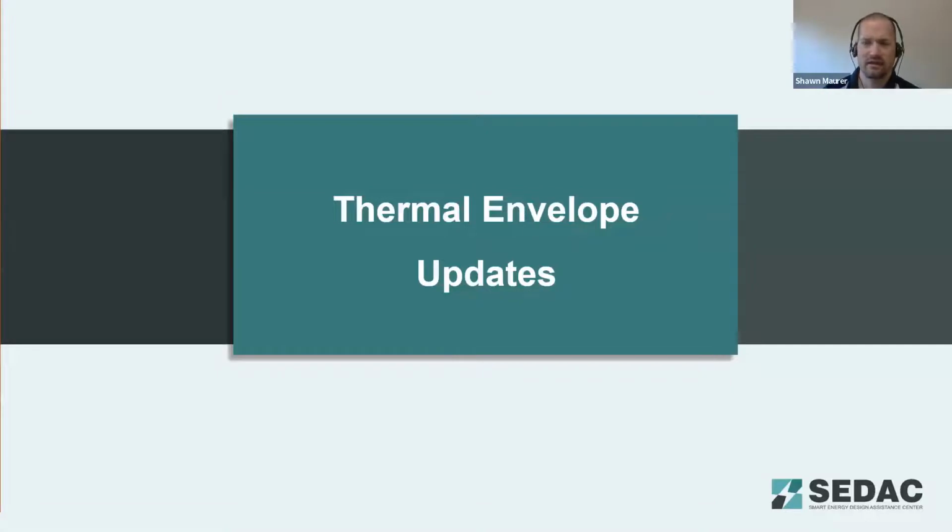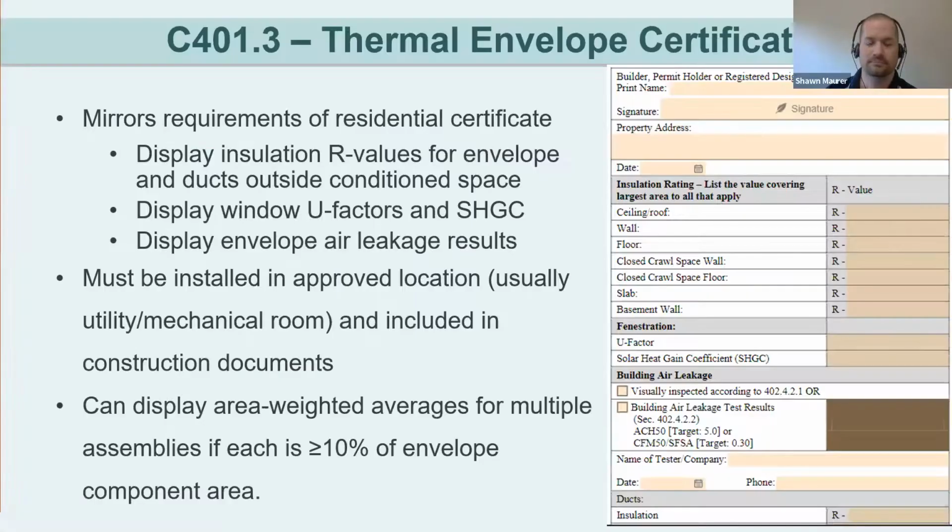So first thing that we're going to touch on for the 2021 IECC updates are just updates to the thermal envelope provisions. The big thing is for commercial buildings, they are now also going to be required to have a thermal envelope certificate similar to what's required for residential buildings. The example shown on screen here is a residential one, but it'll be very similar for commercial buildings. You have to display insulation R values for the envelope and ducts that are outside conditioned space.